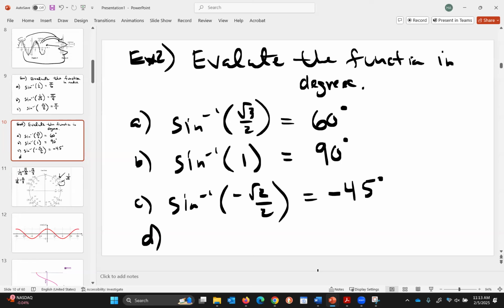Okay, and the last one, sine inverse of negative 1. Let's go down to the way bottom. Negative 90. So pretty much this thing stretches from negative 90 to positive 90, or from negative pi over 2 to pi over 2. That is it. Okay, are we good with this one? So that's what you're going to do in the homework here.